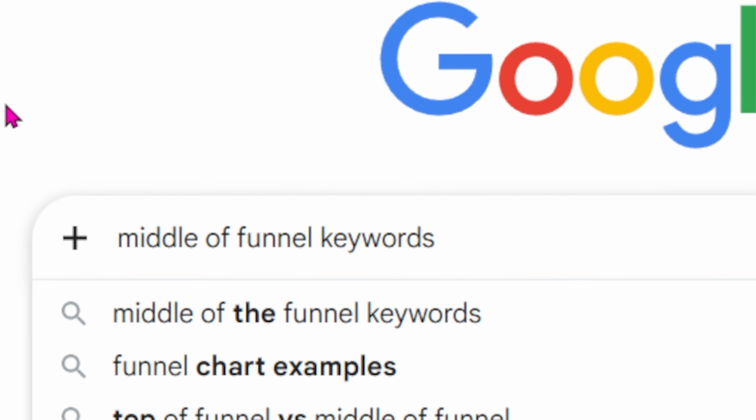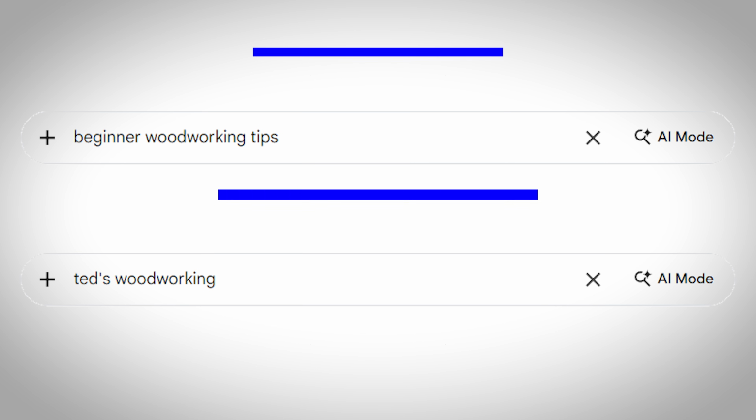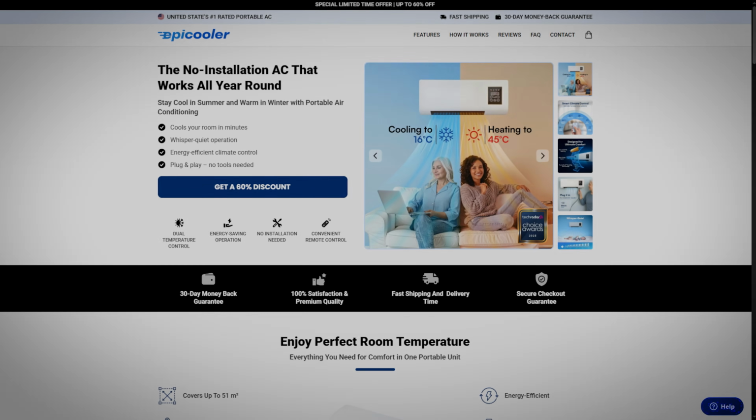So the keywords I'm talking about here are middle of funnel keywords. Keywords that are not too broad like when we are at the top of the funnel, or too narrow like when we are doing brand bidding or we are at the bottom of the funnel. To demonstrate how I find middle of funnel keywords that are less expensive and not so competitive, let me find an e-commerce product to use as an example.